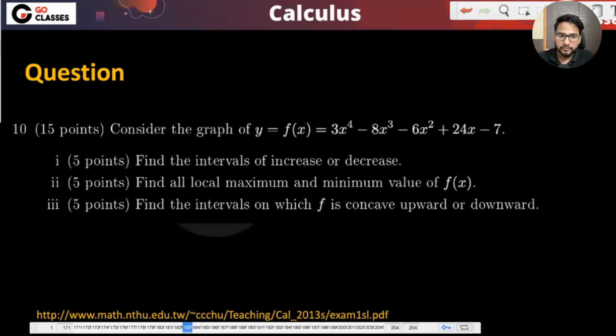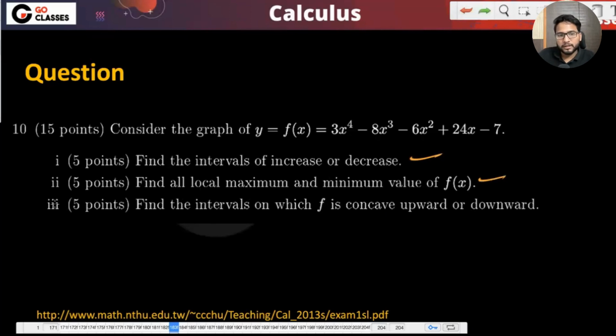What they're saying. Consider the graph of this. Find the intervals of increase or decrease. Okay, you can do it as in homework. I have the solution on the next page. Find all the maximum and minimum of f x. Find the intervals where f is concave upwards or concave downwards.